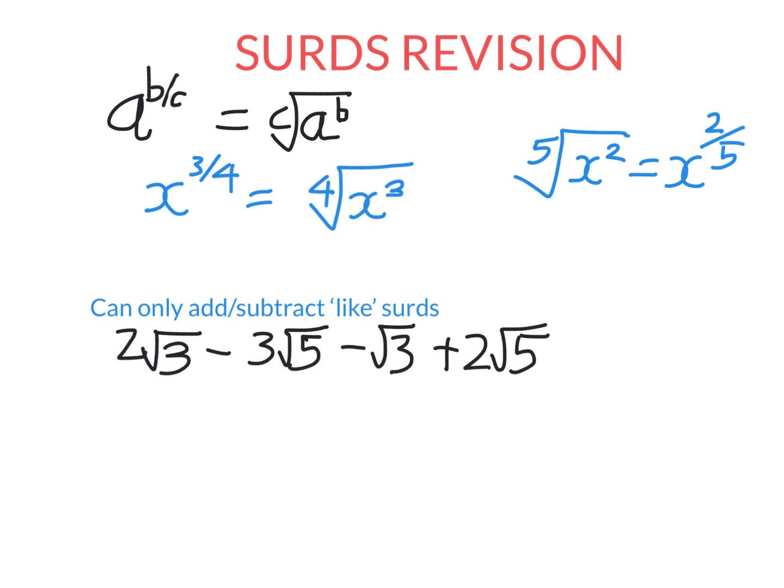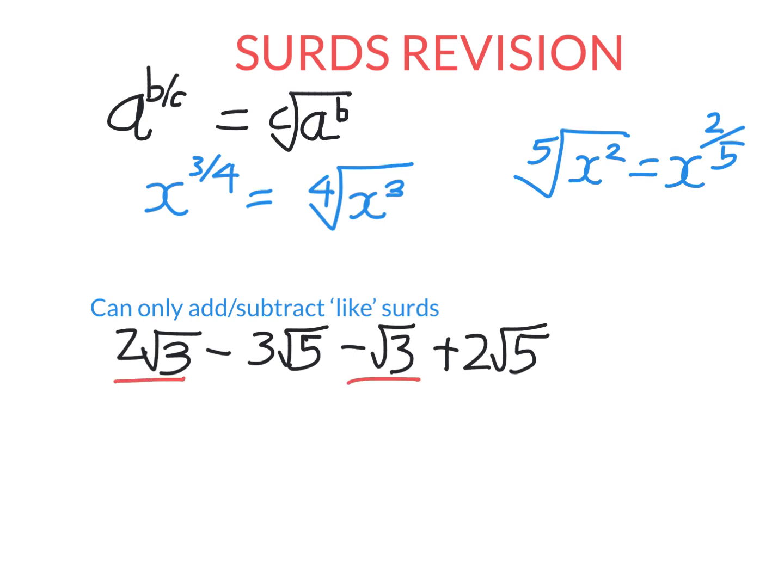We also need to be able to perform operations with them. So a C-level student would be able to perform an operation like this. They would know that you can only add and subtract like surds with the same number under the square root. So in order to simplify this, we would treat these like surds.